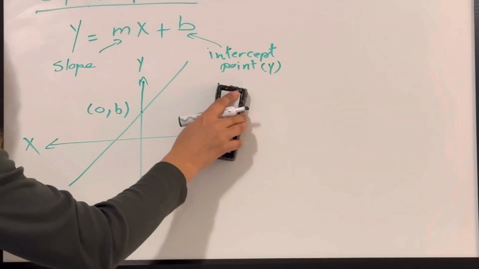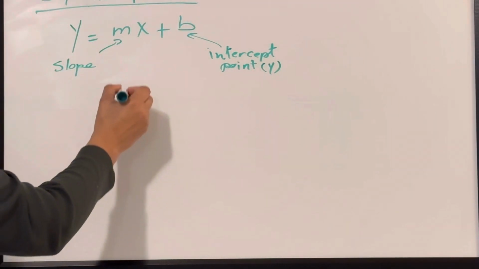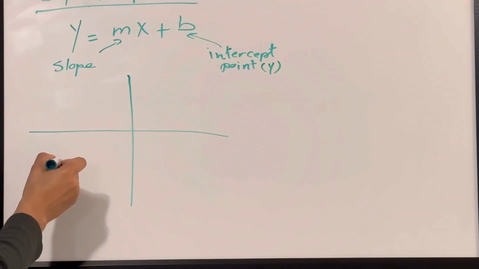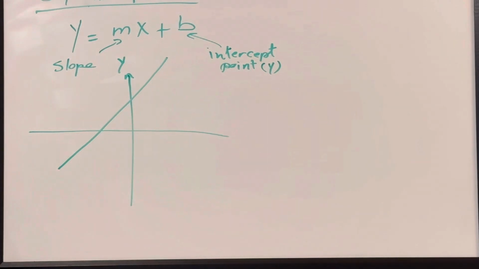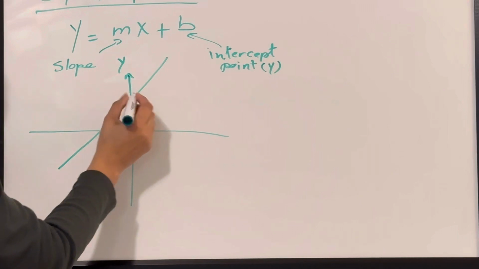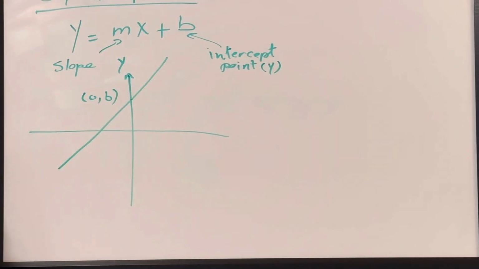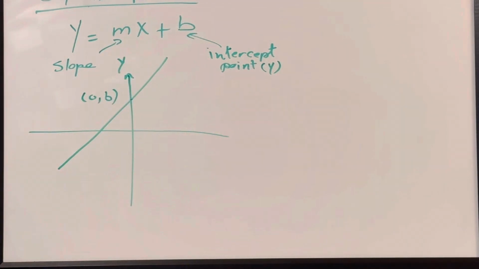Now return back again to the slope-intercept form. This form is for when the line intercepts the y-axis. So if the line intercepts the y-axis, the point that I will have will always be 0 and b. And I can get the slope from the form mx plus b. The slope will be the m and the intercept point will be b.